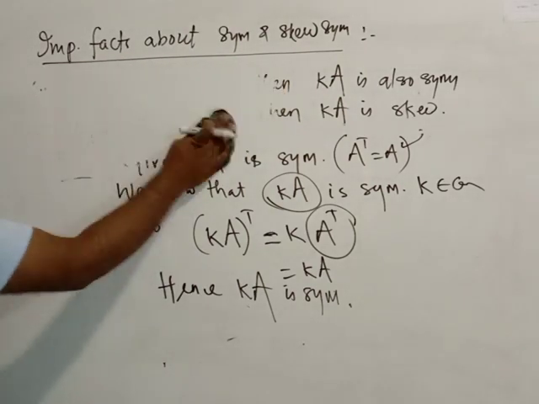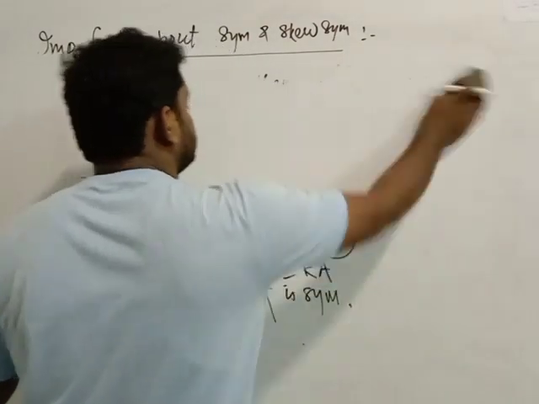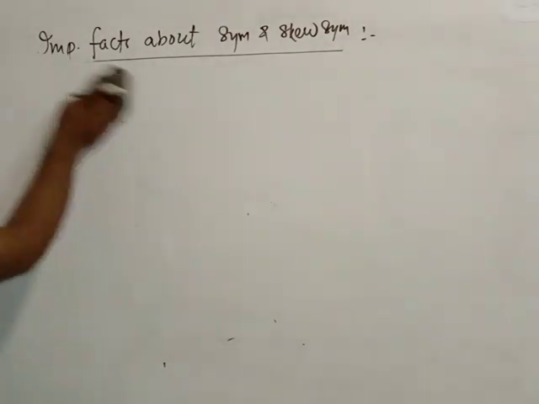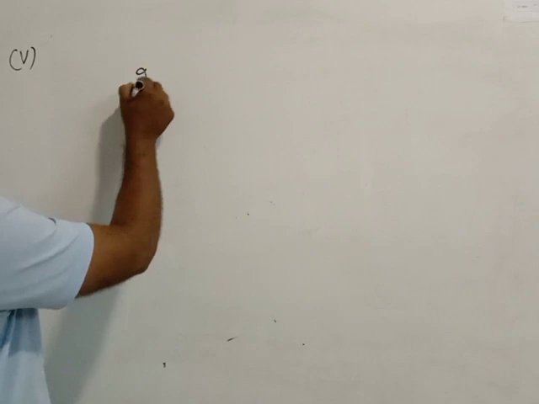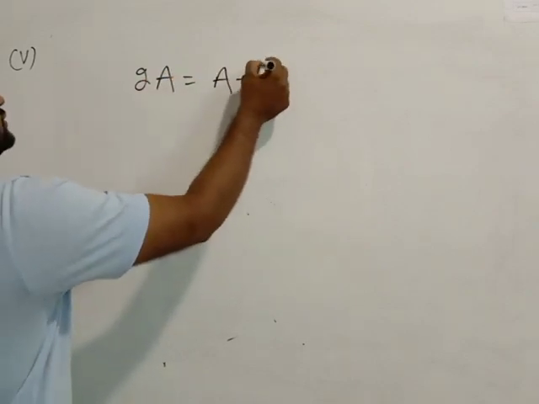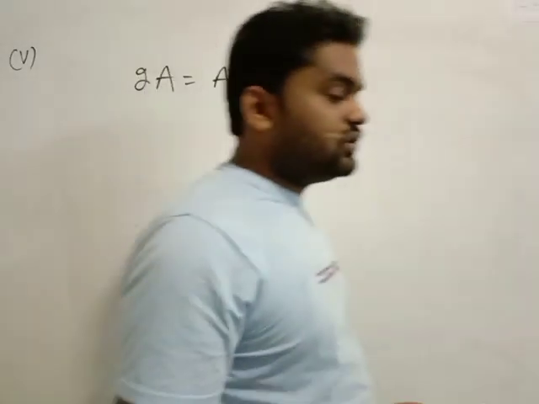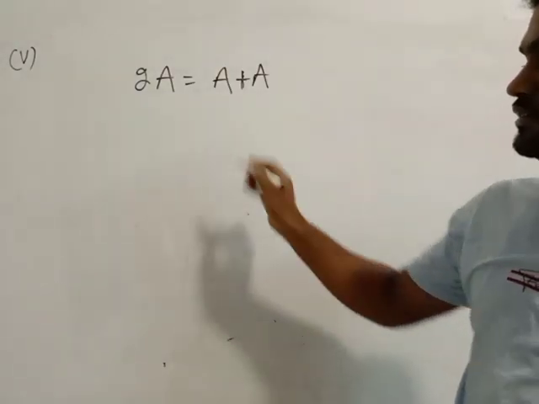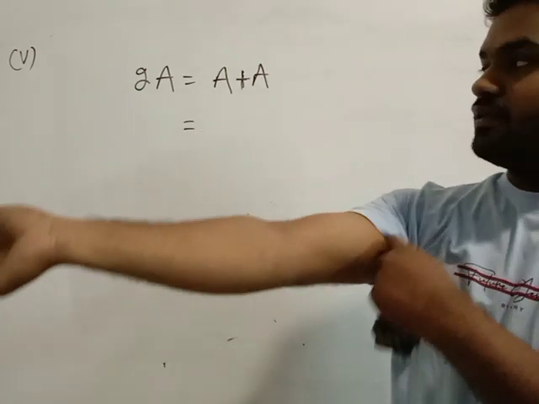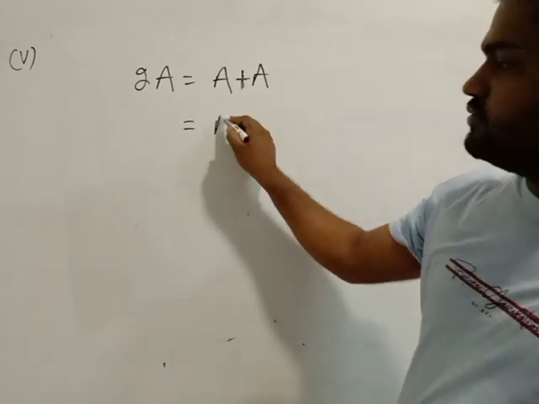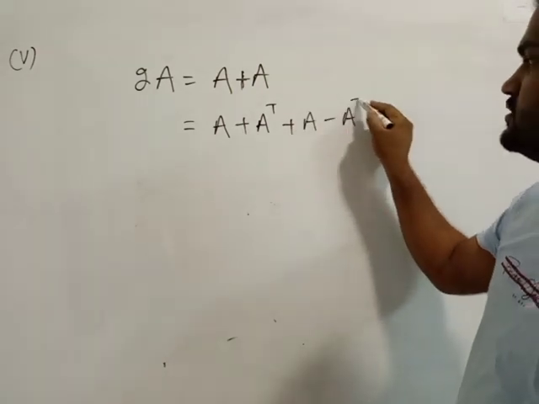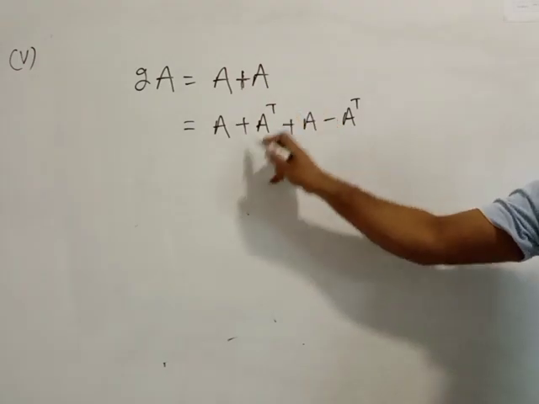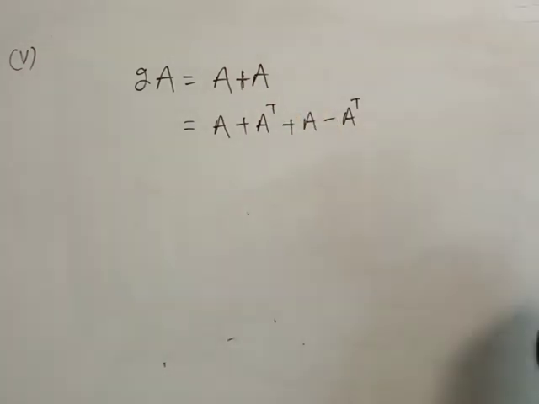Okay. Last one, the most important property. Look at it. 2A can be written as A plus A, yes or not? We can also write it as A plus A transpose plus A minus A transpose, yes or not? Here A transpose minus A transpose cancels.